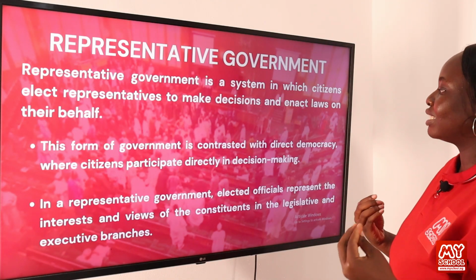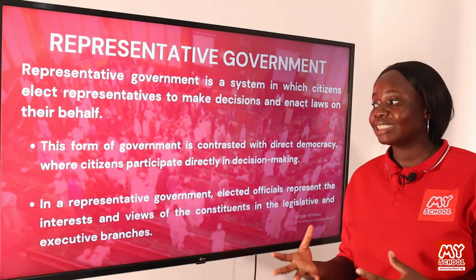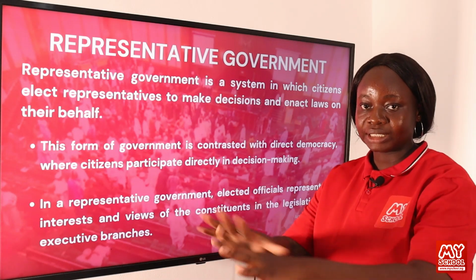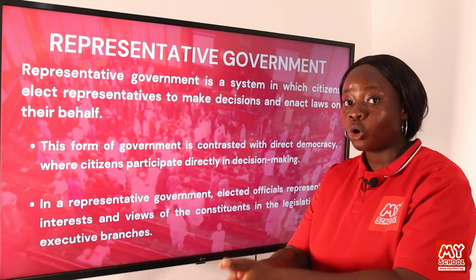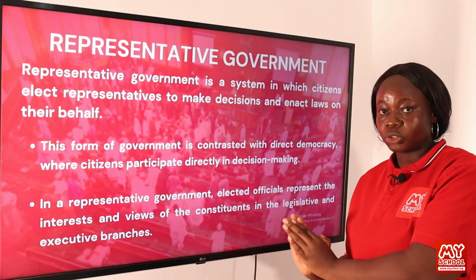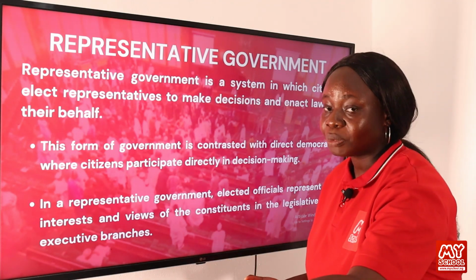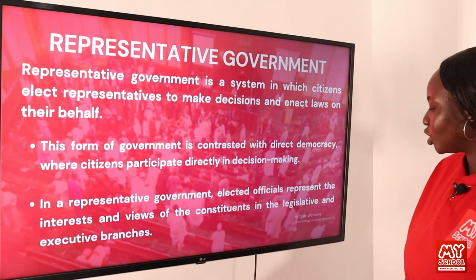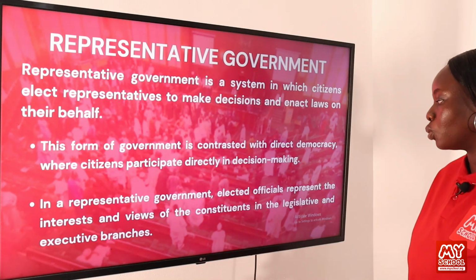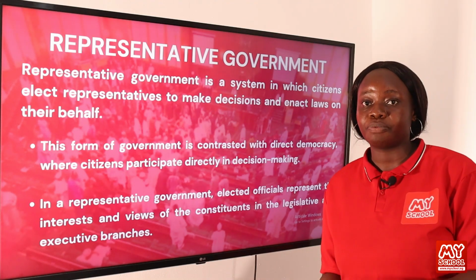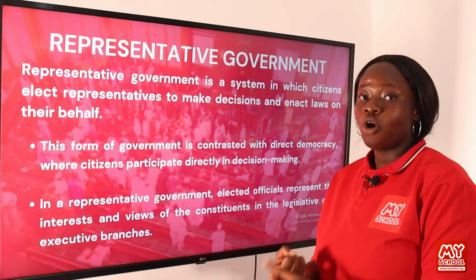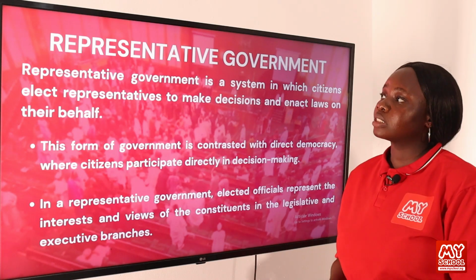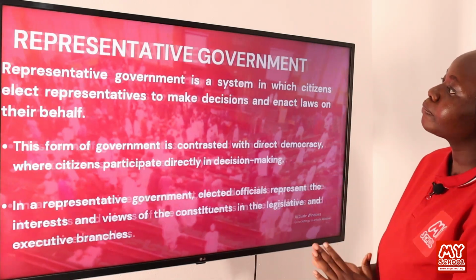So it's a form of government that is contrasted with direct democracy, where citizens participate directly in the decision-making process. So direct democracy is where the citizens come together to make decisions on their own. But representative democracy, on the other hand, is a system where they elect representatives who will make decisions for them. So in a representative government, elected officials represent the interests and views of the constituents in the legislative and executive branches. So you elect representatives both in the legislature, in the National Assembly, and in the executive arm of government. Let's move on to the next slide.